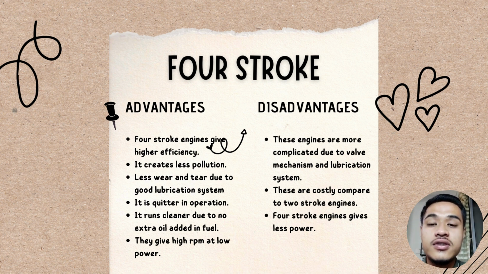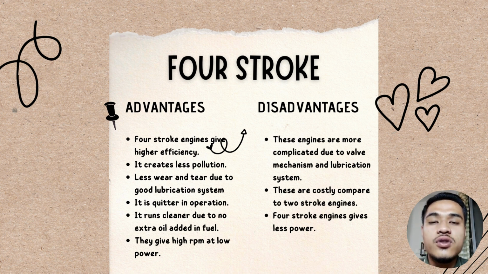I would like to continue this presentation. 4-stroke advantages. First, the 4-stroke engine gives higher efficiency. Number 2, it creates less pollution. Number 3, less wear and tear due to a good lubrication system. Number 4, it is quieter in operation. Number 5, it runs cleaner because no extra oil is added to the fuel. Number 6, they give high RPM at low power.